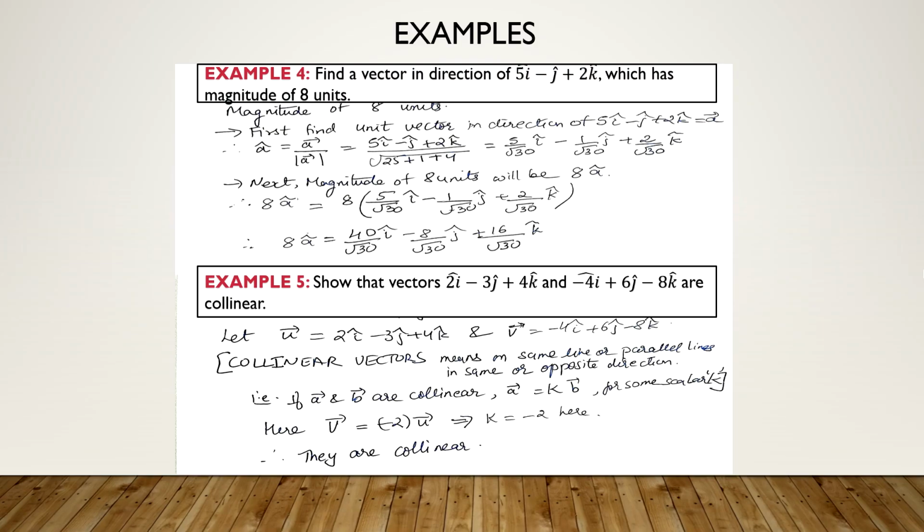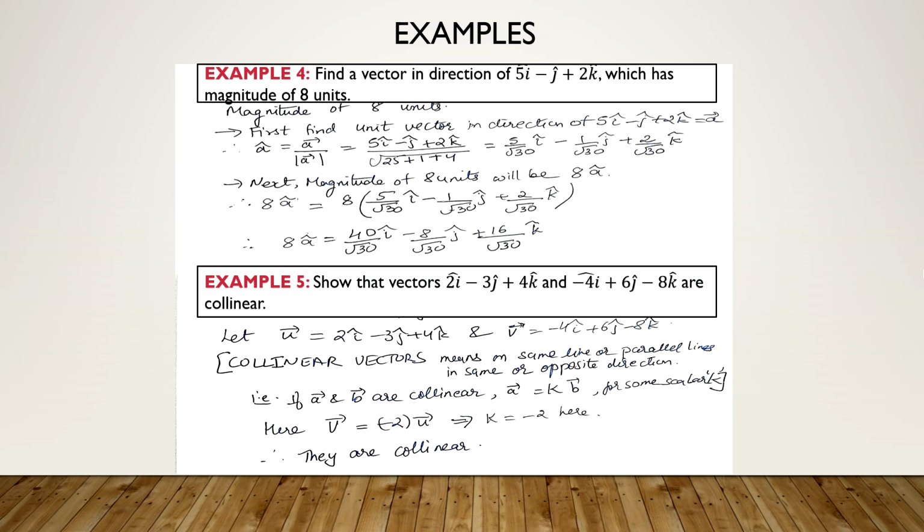Next example. Find a vector in the direction of the vector 5i cap minus j cap plus 2k cap which has a magnitude of 8 units. Now if you want to find a vector which is in the direction of the given vector and has a magnitude of, say, 8 units, first find the unit vector in the direction of the given vector. Multiply that unit vector by 8. So you will get a vector which has a magnitude of 8 units.